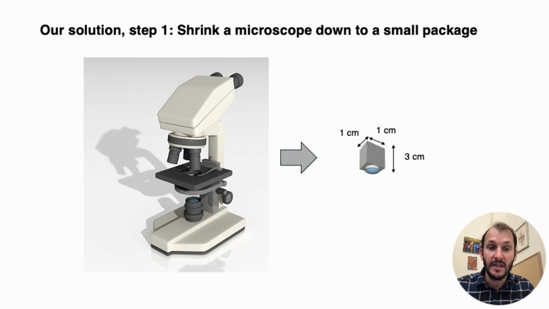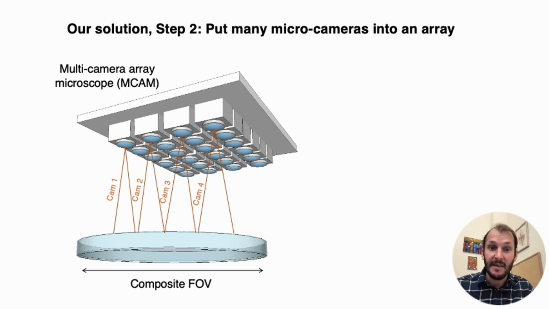So our solution to be able to see a very large area at high resolution is relatively simple. In step 1, we take the performance of a standard microscope and shrink it down into a small package on the order of a centimeter by a centimeter in size. This ability to shrink it down is quite simple once you remove the need to have an eyepiece for a human to look at, and instead solely rely on a digital image sensor. Step 2 is we put all of these little microscopes together in an array, and we call this a multi-camera array microscope, or an MCAM.